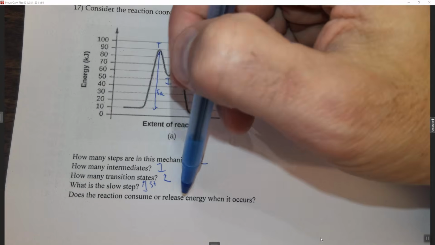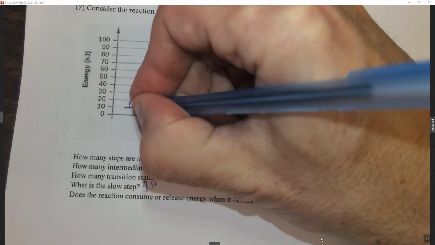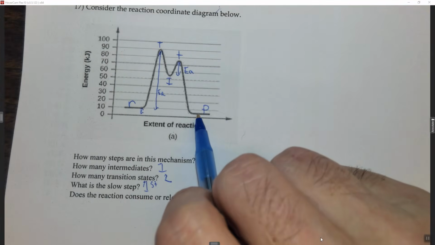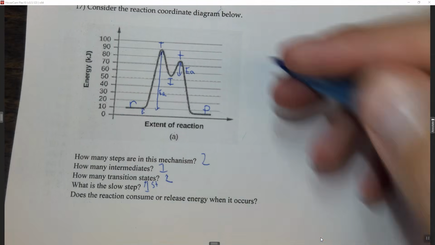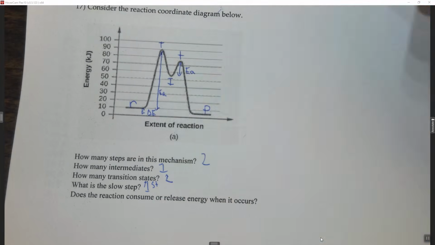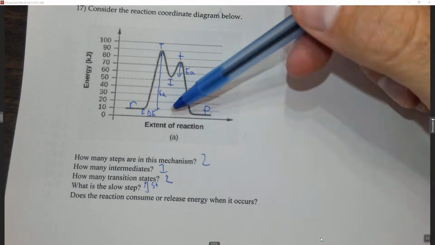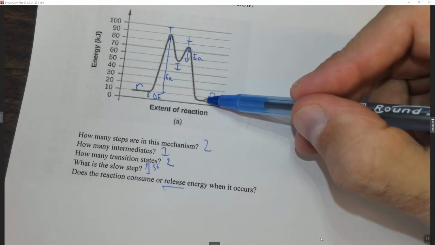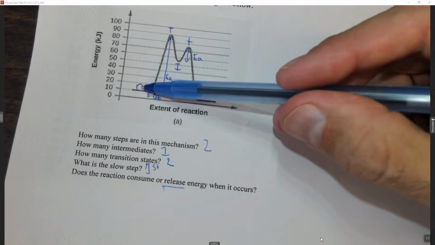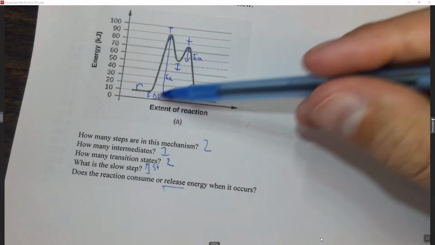Does the reaction consume or release energy when it occurs? If we look here, these are your reactants and these are your products, and it doesn't have a lot, but the products are going to be slightly lower in energy, or slightly more stable, than your reactants, so it's going to release energy. Delta E is going to be releasing energy when this reaction occurs. So the answer is release energy because the products are lower in energy than the reactants. Said another way, delta E is negative.